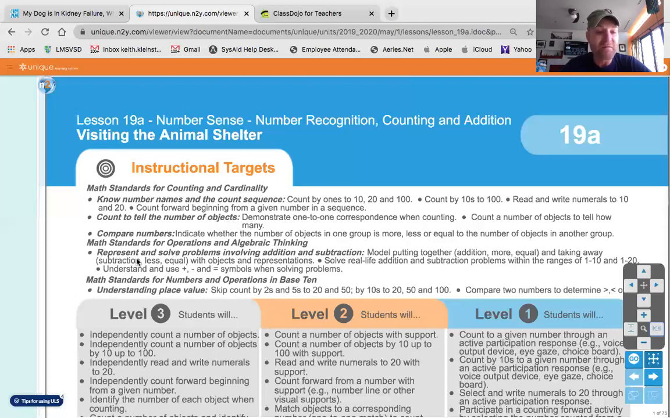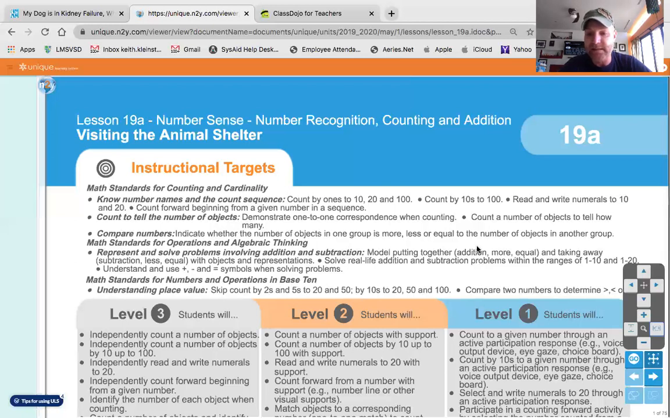Math standards of operations and algebraic thinking. Represent and solve problems involving addition and subtraction. Model putting together, adding, more, equal, and taking away, subtraction, less, equal. With objects and representations, solve real-life addition and subtraction problems within a range of 1 to 10 and 1 through 20. Math standards for number operations in base 10. Understanding place value. Skip count by 2s, 5s, and 20s, and 50s, by 10s to 20, 50, and 100. Compare two numbers to determine which is greater or less than.